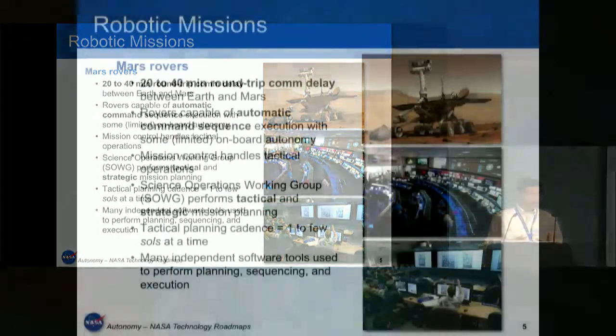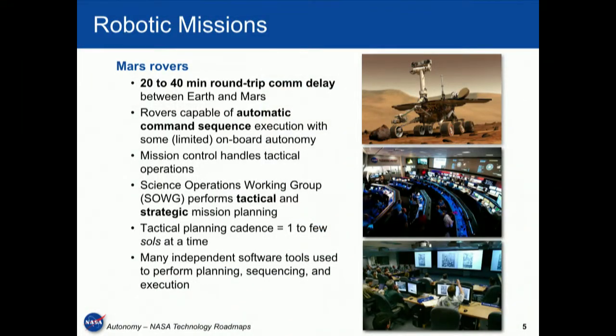Clearly, we've done a lot over the years in terms of robotic exploration. There was some mention about Mars rovers. Here, we have to cope with factors such as the long communication latency, the 20 to 40 minute round trip comm delay that we incur just because of the distance between Earth and Mars. The rovers are capable of some amount of automatic execution as well as some limited amount of autonomy. As Peter pointed out, we do execute missions that have some components that are autonomous. But by and large, they are limited to components or subsystems or limited operations.